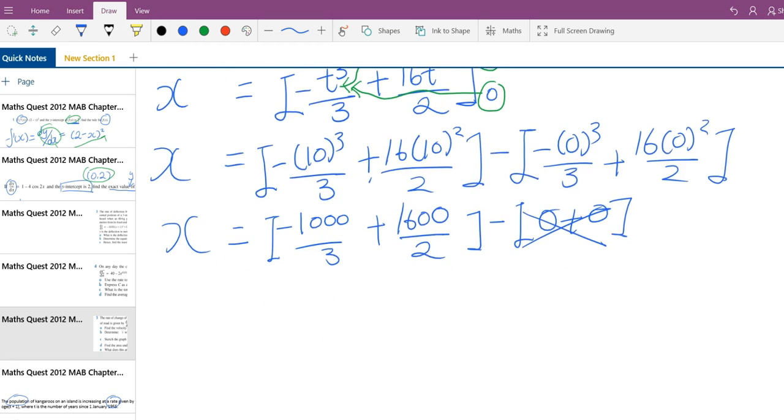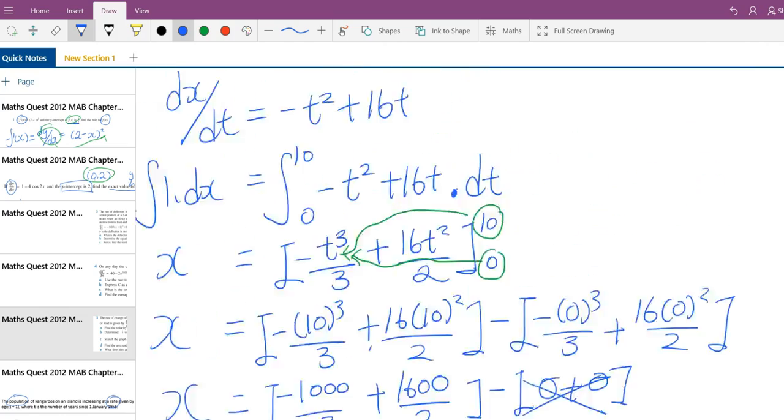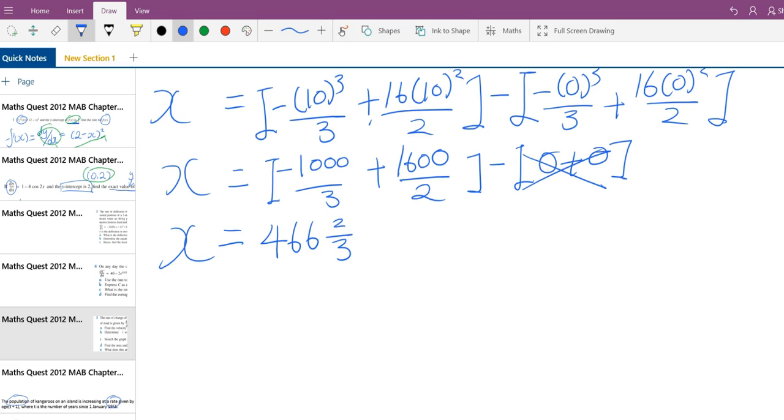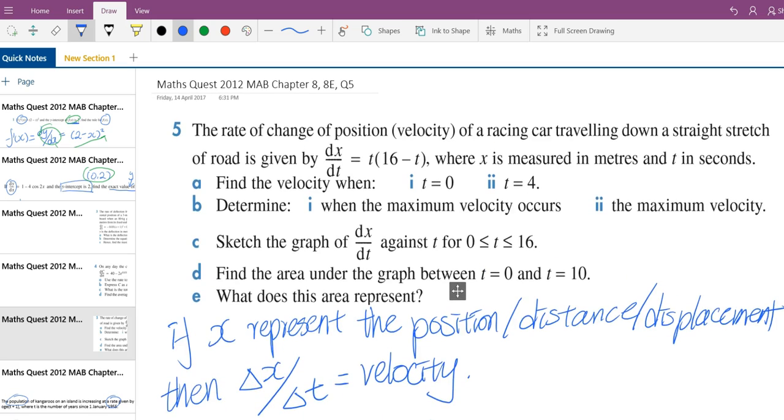Right, rightio. So let me use my calculator. 1000 divided by 3, plus literally 800. So we get 466 and 2/3. Now I remember our x is measured in meters, so obviously in here we'll have meters as our unit as well. So 466 and 2/3 meters would be our answer for D.